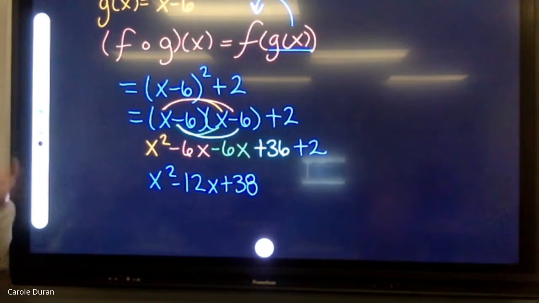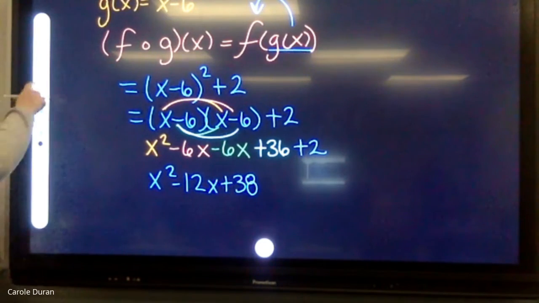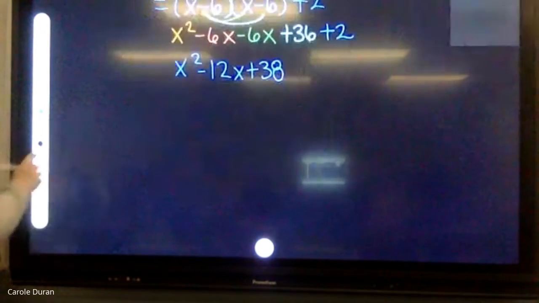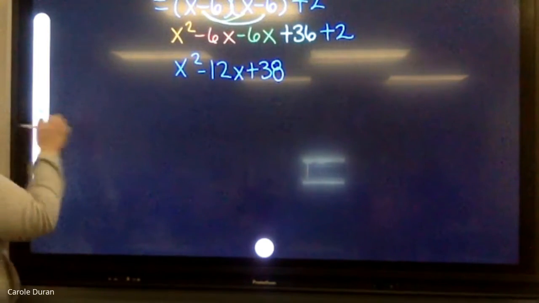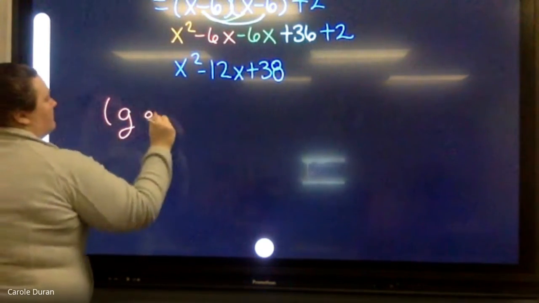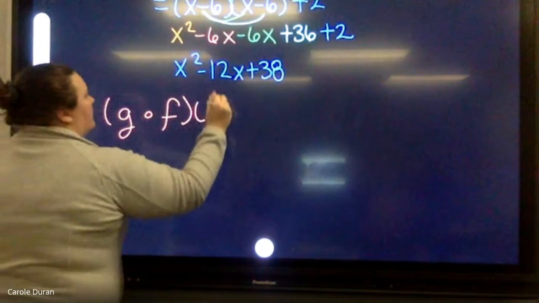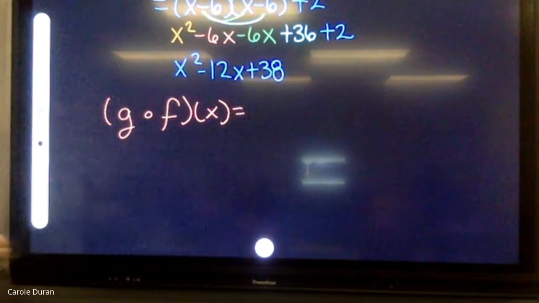Now do the reverse order. I would now like to do g of f of x, or I don't know how you would even say that, g o f. On your own, please do that one, and we will come together and check it. Still using that same f and g.